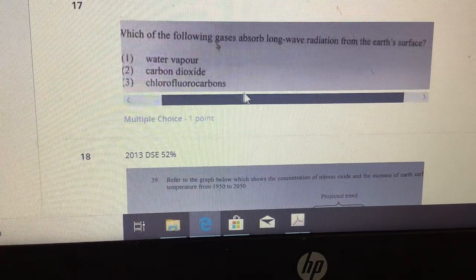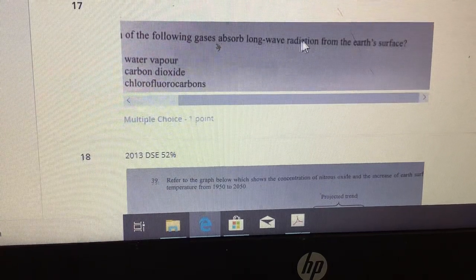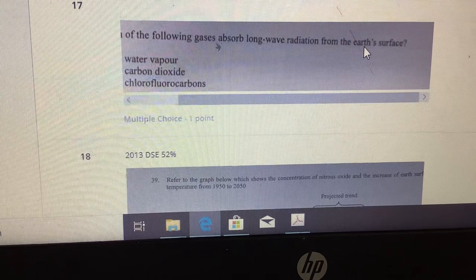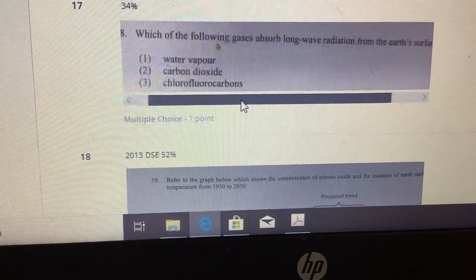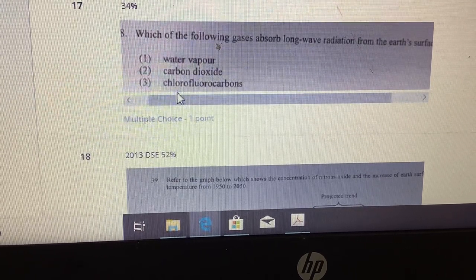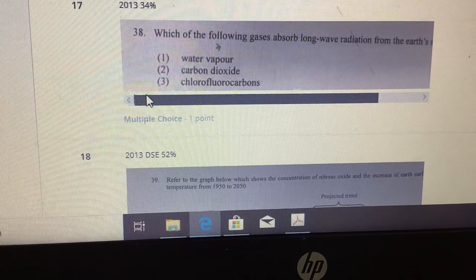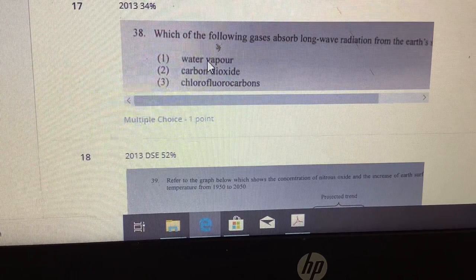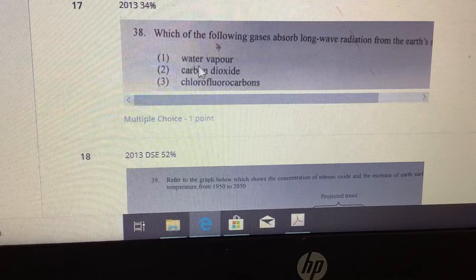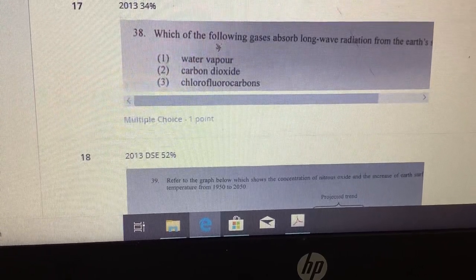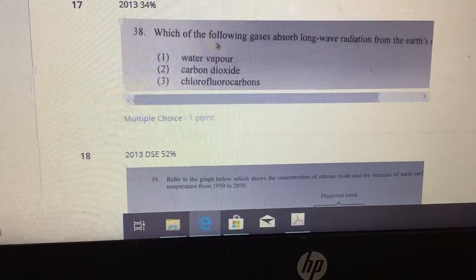Which of the following gases absorb the long wave radiation from the Earth's surface, which is talking about greenhouse gases? All of the above. I repeat, please be reminded that water vapor is a kind of greenhouse gas as well.